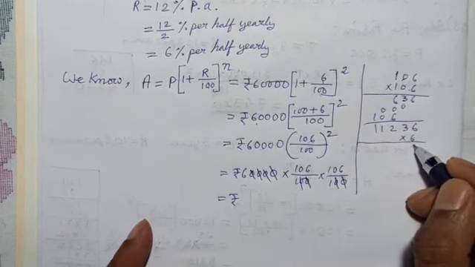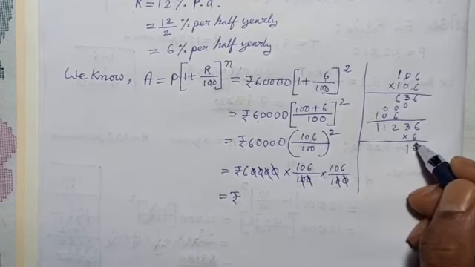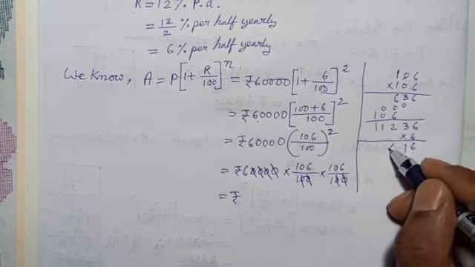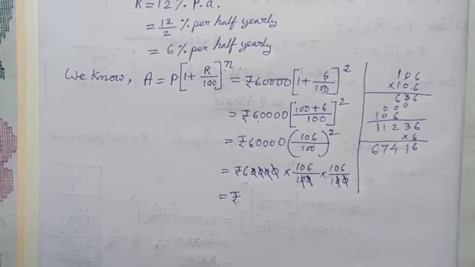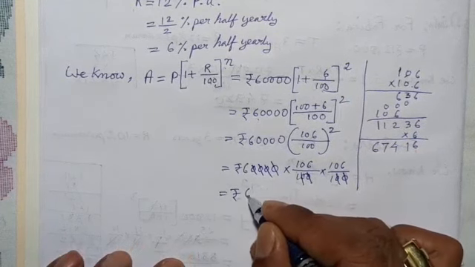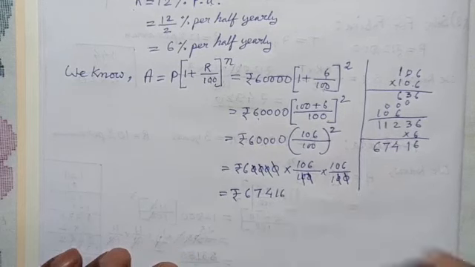6 6s are 36, 3 carry. 6 3s are 18, 19, 20, 21, 2 carry. 6 2s are 12, 13, 14. 6 1 time is 6 plus 1 is 7. 6 1 time is 6. We are getting this. So rupees 67,416 is what we are getting.